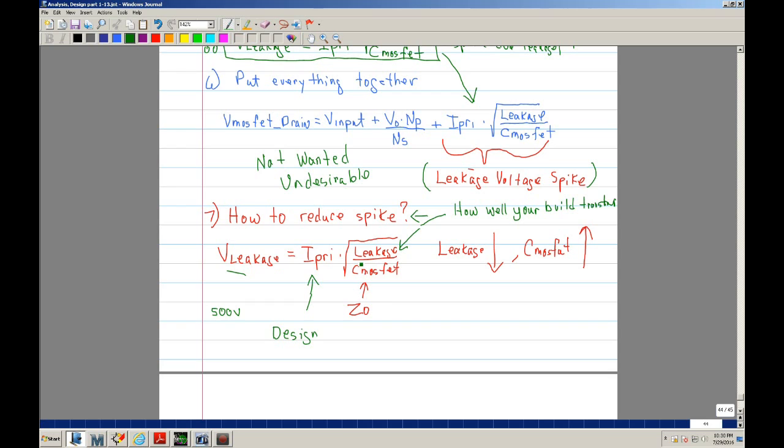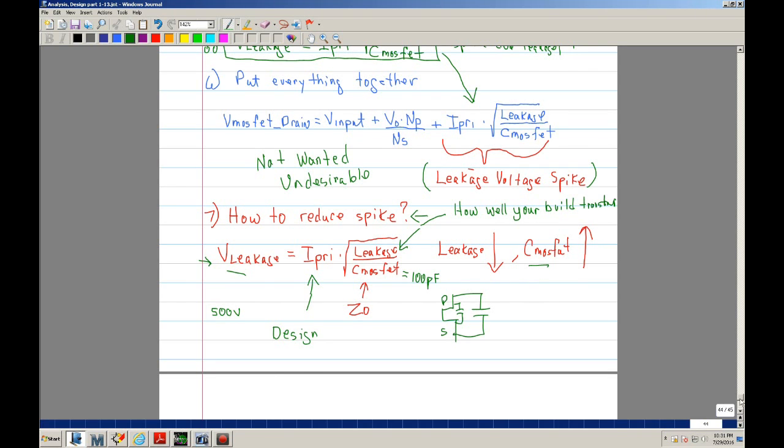And if your CMOS goes up or increases, then that also minimizes your voltage spike. So in a way, let's say your MOSFET capacitance is 100 picofarads. Well, you may be able to add an external capacitor, and since there's the capacitance between the drain and the source, if you add an external one, they add up. So there's a way of manipulating that term and reducing it.